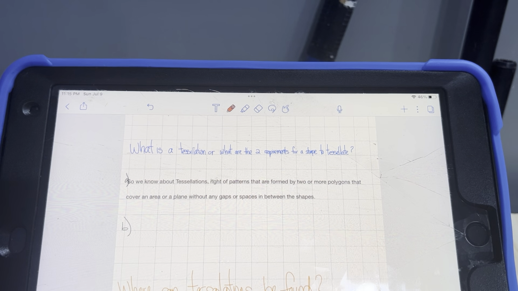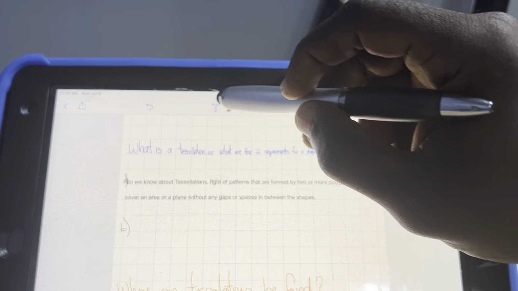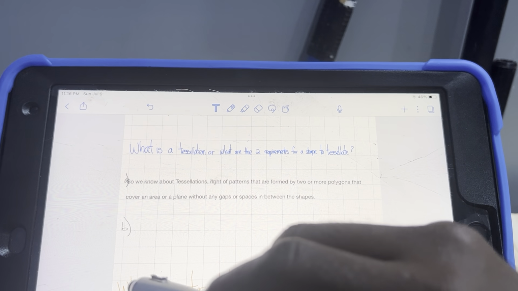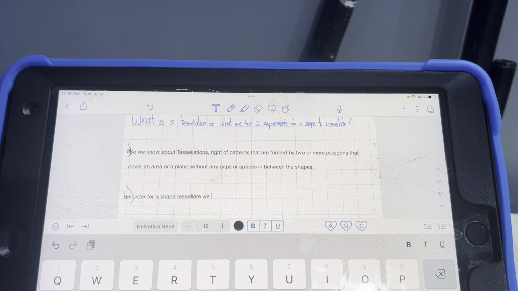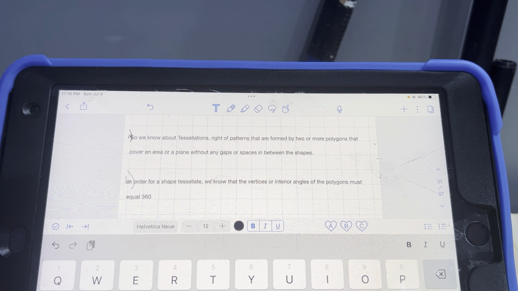Hopefully you guys got that right. You wrote that down in your notes or have it already locked into your memory. And then what is the other part or requirement in order for a shape to tessellate? In order for a shape to tessellate, we know that the vertices or interior angles of the polygons must equal 360 degrees, period.